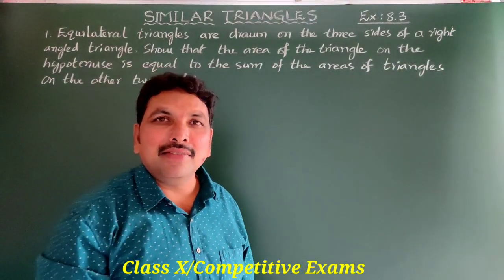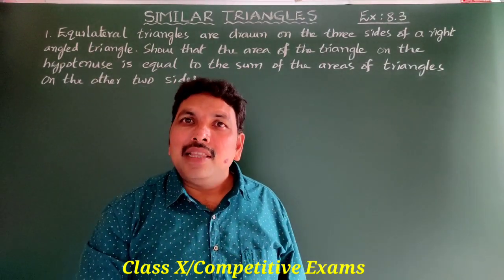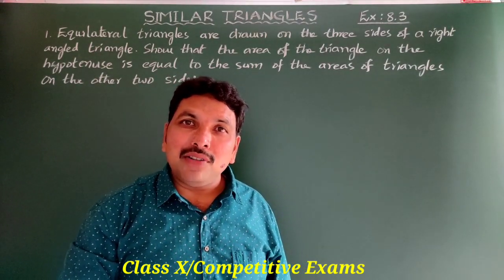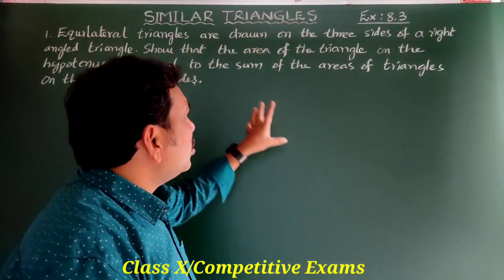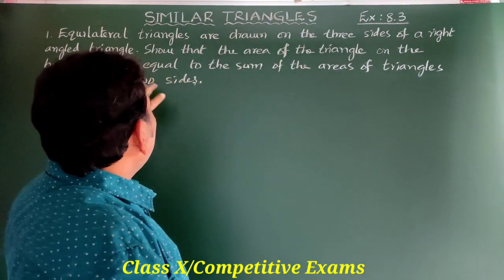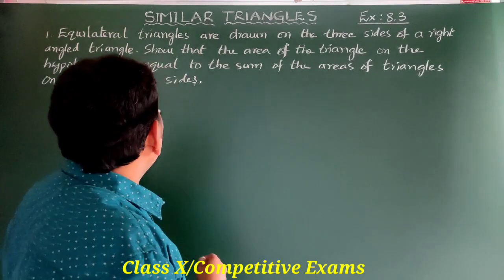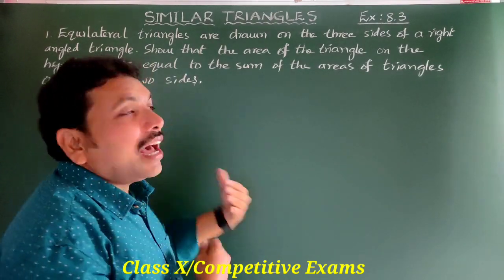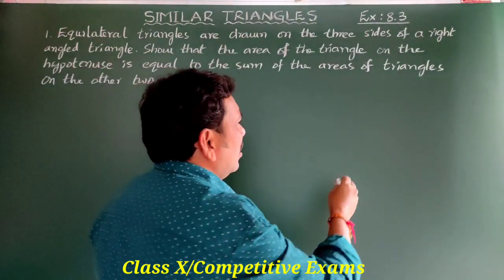Has given like that. Actually, we know in a right angle triangle, the square of the hypotenuse is equal to the sum of the squares of the other two sides. But what we have to show is that the area of the triangle on the hypotenuse is equal to the sum of the areas of the triangles on the other two sides. Let us draw the diagram.